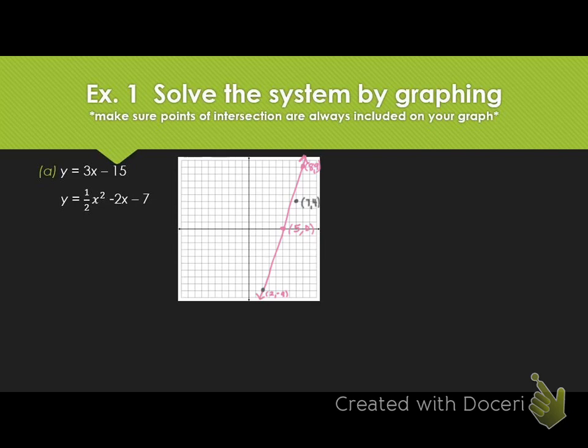And I need one more point on the parabola. Give me one more point on the parabola. 8, 9 would be another point. Again, that point is on the line, which is perfect. It's already there. It's already labeled.